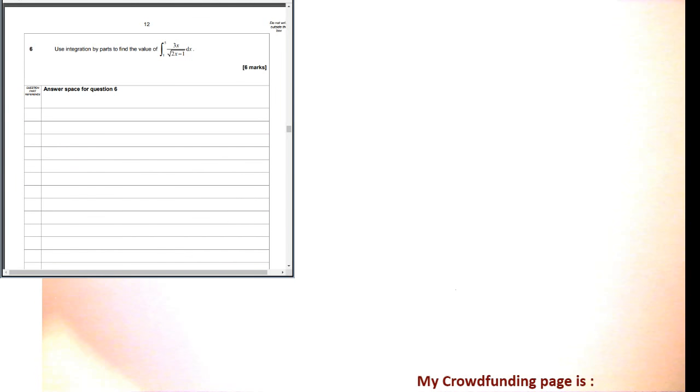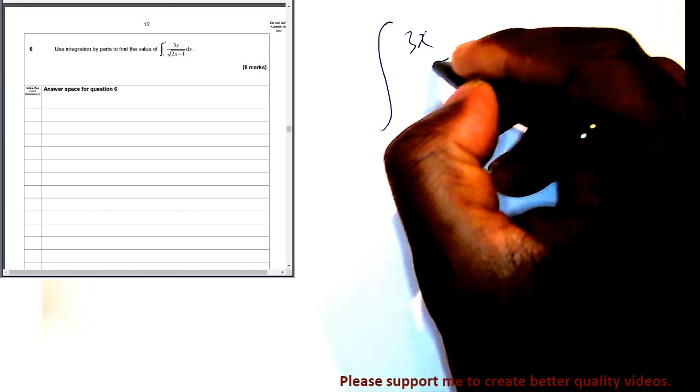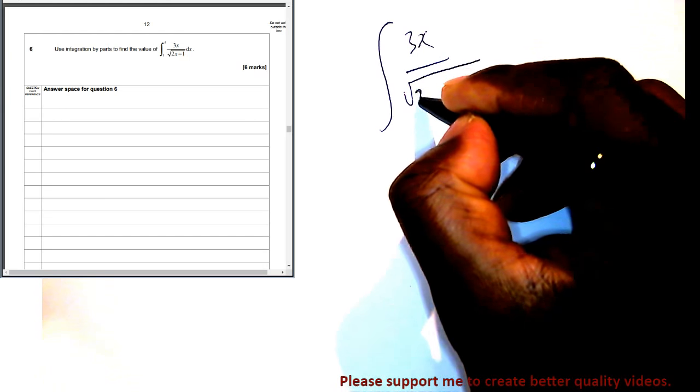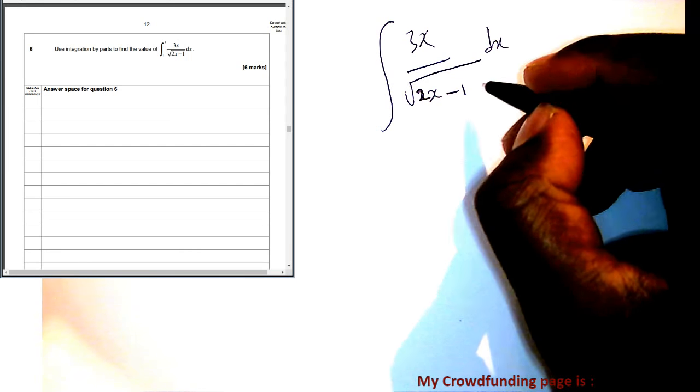Question 6. For how many marks? For 6 marks. That's a nice one. Use integration by parts. Now, let me tell you something. It's not a joke when they talk about integration by parts. Many people worry a lot about integration by parts because it could really get complicated if you make the wrong choice. And this is what to do. Integral of 3x over square root of 2x minus 1 dx from 1 to 5, okay?